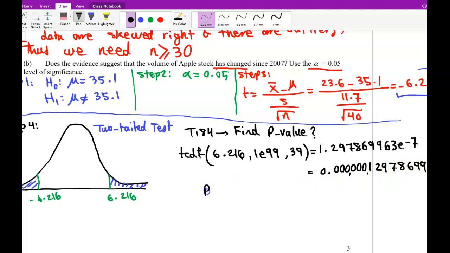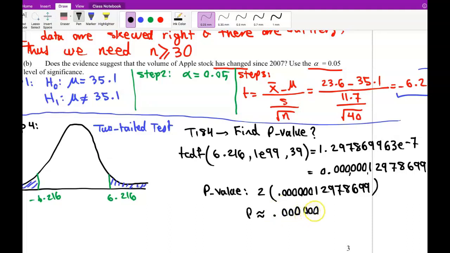After that, we should multiply. So the p-value is 2 times what I have here. Rounding it, it is this number. So this is the final answer for p.